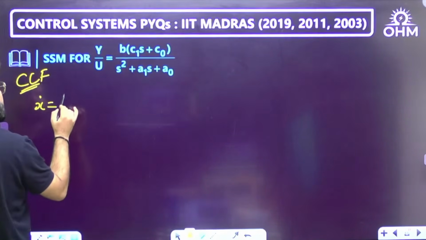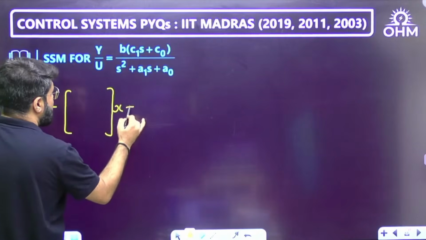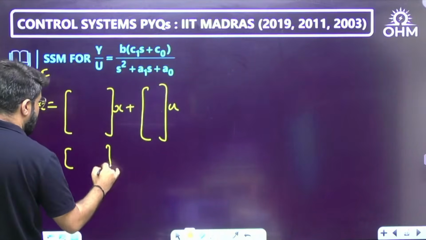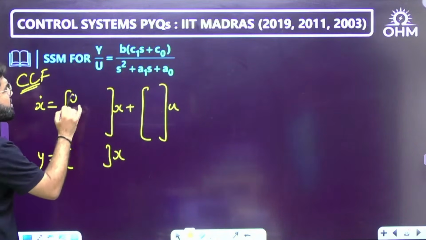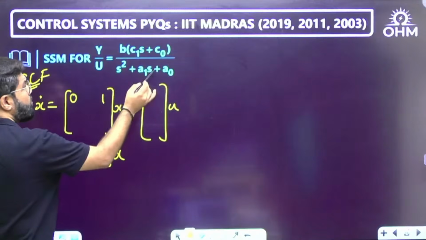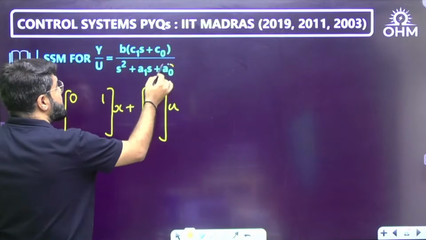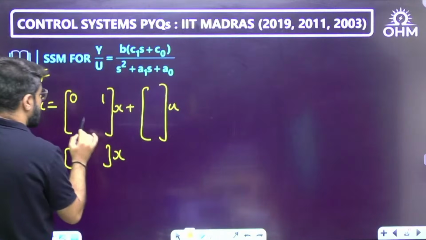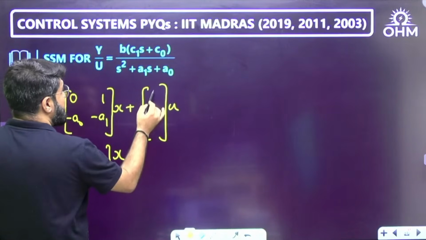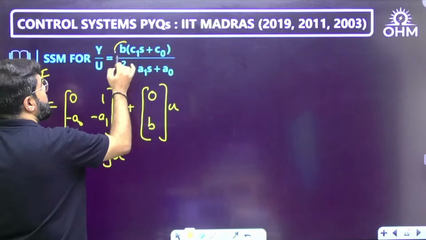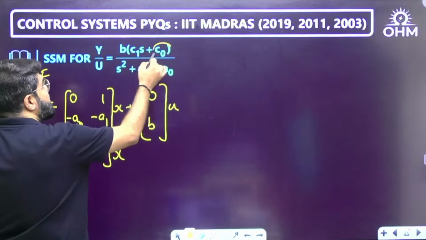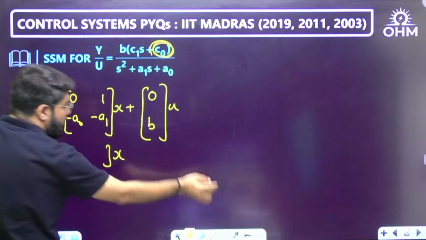For a second order system it will be x dot equal to AX plus BU, which is the standard equation, and Y is equal to CX. Now the A matrix first row will be 0 1. For the second row, look into the denominator characteristic equation part. Start with the constant part, and with opposite sign write minus A naught, then minus A1. The B matrix will be 0 B, where B is any constant in the numerator. For Y, also start with the constant of the numerator, which is C naught.